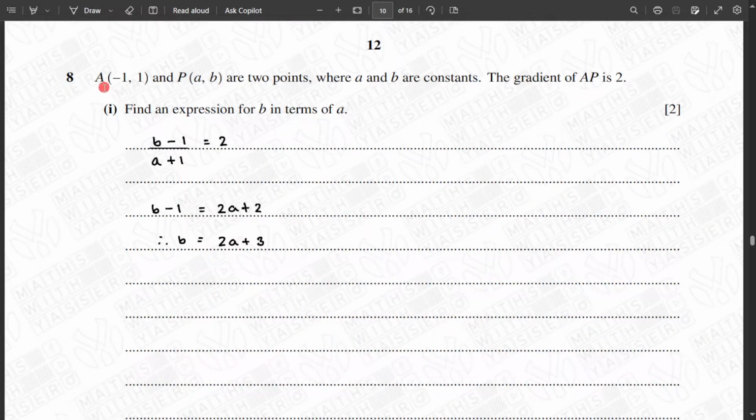Question number 8, it says A is minus 1, 1 and B is a, b. These are the 2 points where a and b are constants. The gradient of AB is 2. Find an expression for b in terms of a.